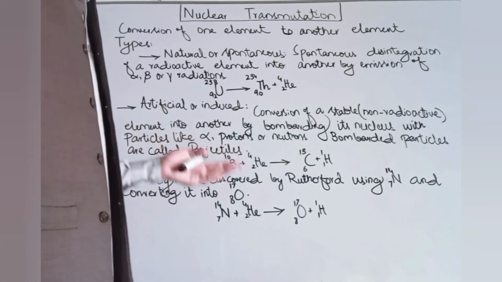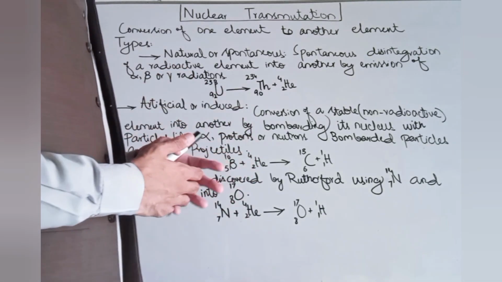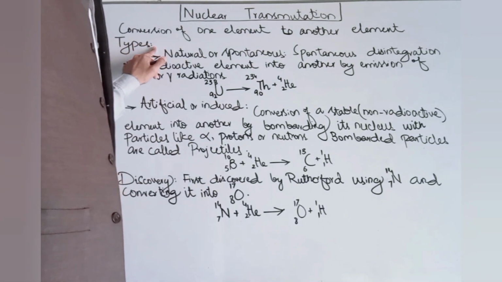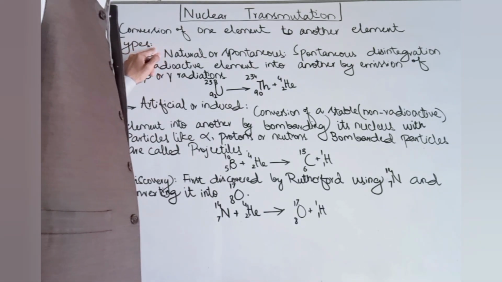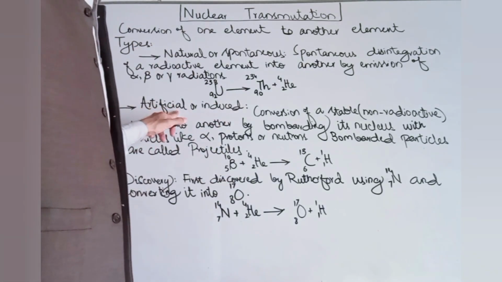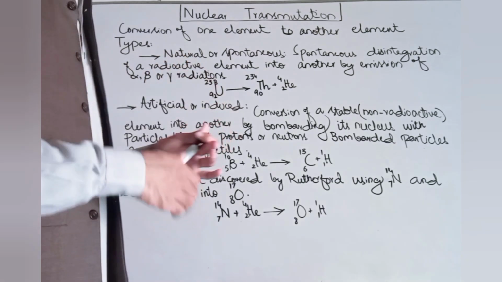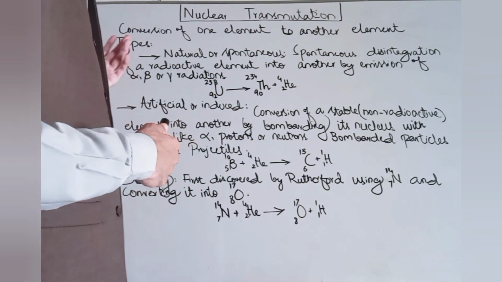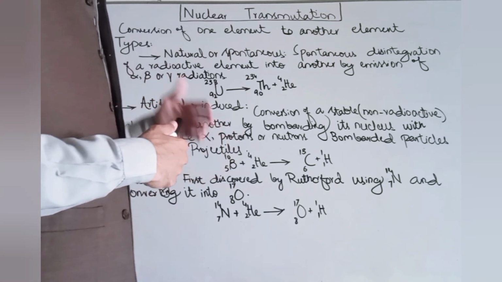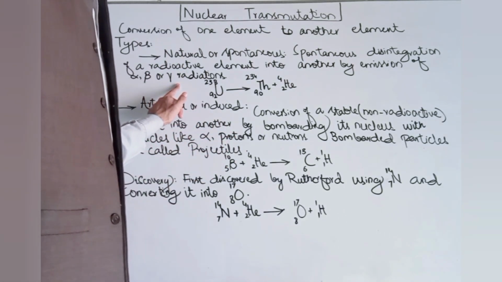Next we are going to discuss how the conversion of one element into another element can be brought about. There are two types of nuclear transmutation. One is the natural or spontaneous transmutation, and the other is the artificial or induced transmutation. The first type is the spontaneous disintegration of radioactive elements into another by the emission of alpha, beta or gamma radiations.